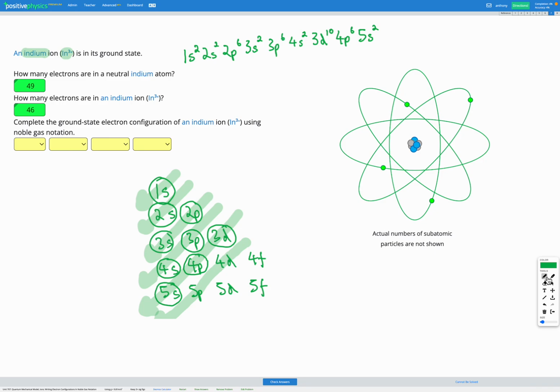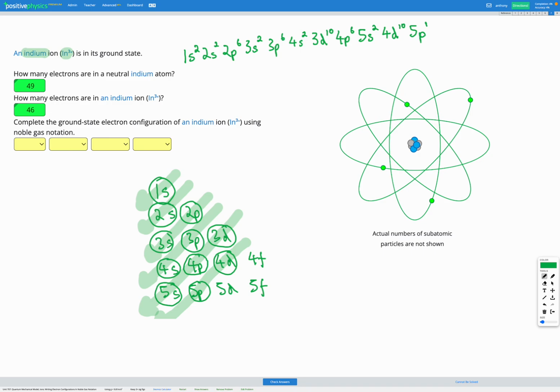Because so far, let's just do our count again. We've got 2, 4, 10, 12, 18, 20, 36, 38. We've used up 38 electrons so far. We need to get to 49. We've got 11 electrons left to add. 4d can add 10, total of 10 electrons in there. And then we've got 1 electron left to add, which is going to go into the 5p. So we end up with 5p with 1 electron in it. Okay. So there's our indium atom.